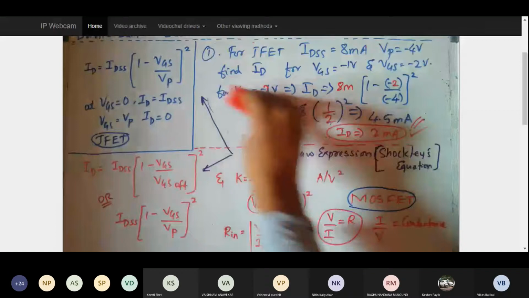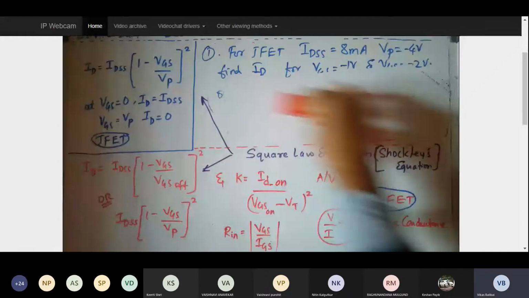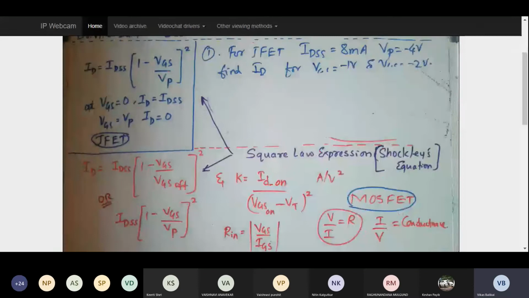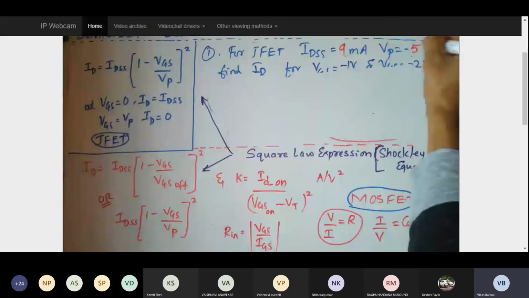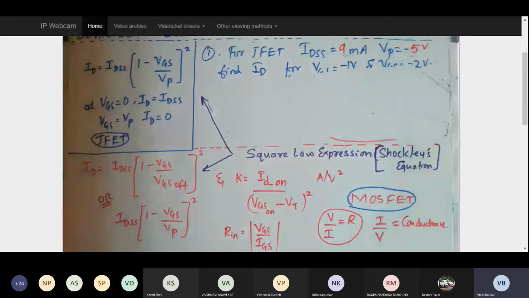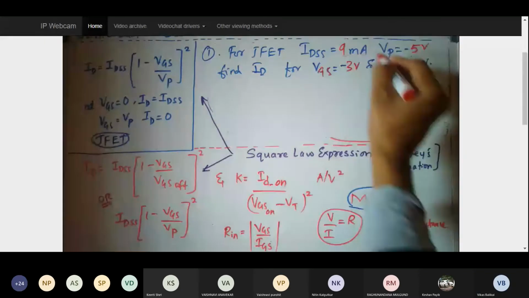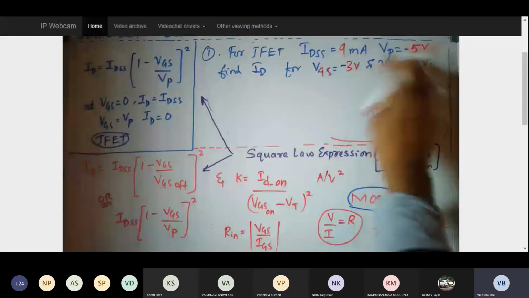For a JFET, IDSS equal to 9 milliampere, VP equal to minus 5 volt. Calculate ID for VGS equal to minus 3 volt, and find VGS for ID equal to 3 milliampere.